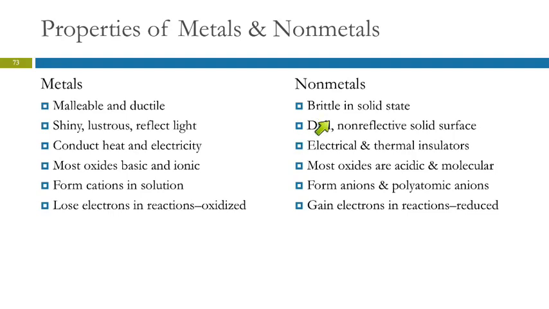Nonmetals, not so much. They're brittle in the solid state. They will shatter for the most part. Metals are shiny, lustrous. They'll reflect light. Nonmetals don't do that. Metals conduct heat and electricity. Nonmetals don't. Metals form basic oxides and ionic compounds. Nonmetals form acidic oxides and molecular compounds. Metals form cations in solution. Nonmetals form anions and polyatomic anions. Metals lose electrons, they become oxidized. Nonmetals gain electrons, they become reduced. So the nonmetal properties are pretty much the opposite of the metals.